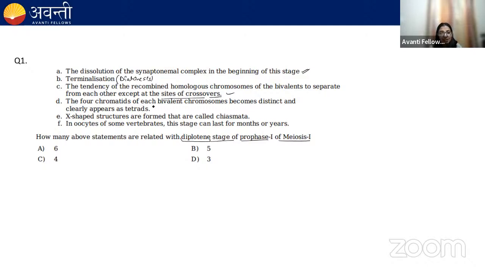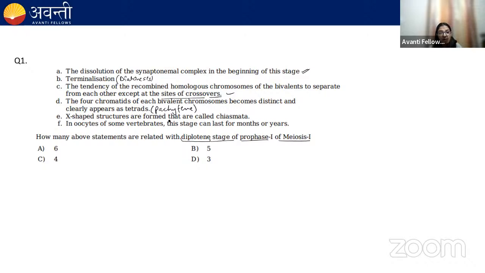The 4 chromatids of each bivalent chromosome become distinct and clearly appear as a tetrad. This is a characteristic of the pachytene stage. Because in zygotene stage, we know that synapsis takes place, the synaptonemal complex is formed, and the bivalents and tetrads are formed, which are clearly visible in case of pachytene stage. But in diplotene stage, dissolution of the synaptonemal complex occurs.